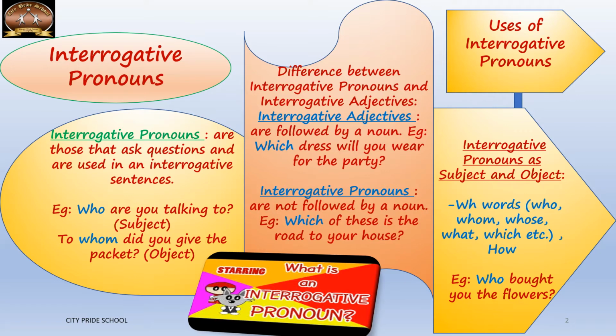So now here, the important thing that you need to understand is they will always and always come in an interrogative sentence. That is, there will be a question mark in the end. They will ask questions. They will be either WH words or how, and there won't be any noun after it.